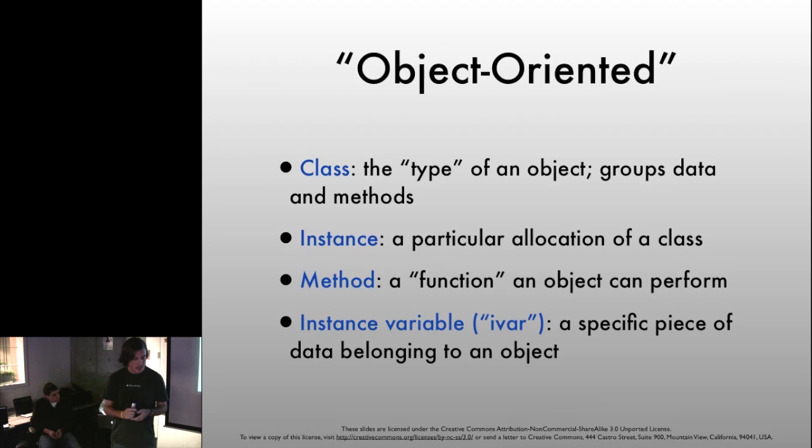Okay, so before I get too far in, how many people have never programmed in an object-oriented language before? Nobody. Okay, so all these terms should seem familiar to you. So we know what a class is. It's the blueprint for an object. An instance is one particular allocation of that blueprint. Methods are functions that objects can do, and instance variables are the data they contain.